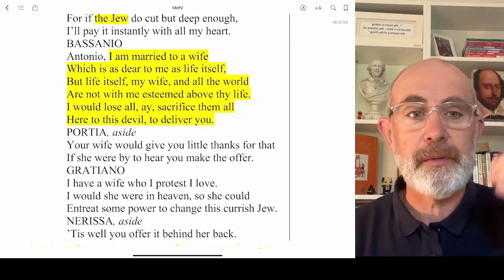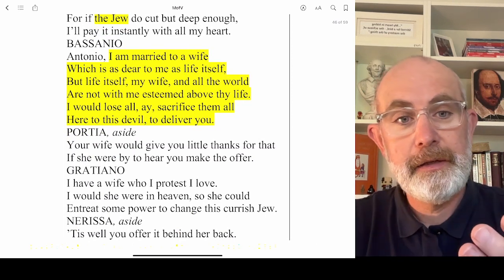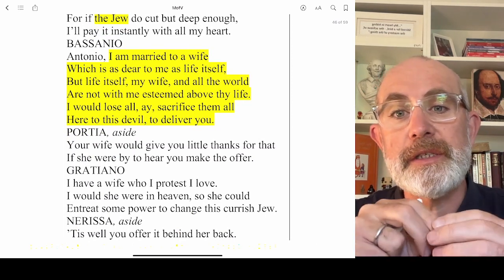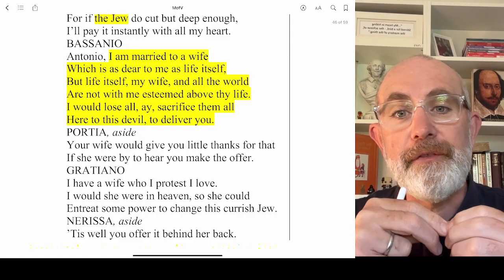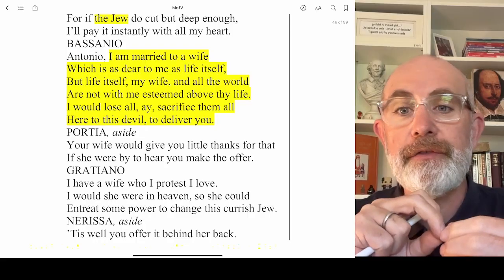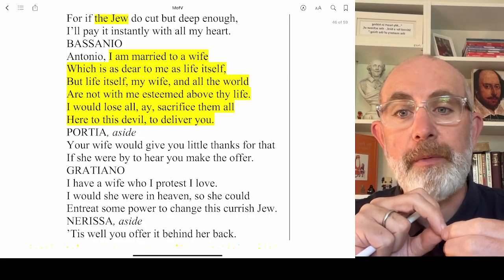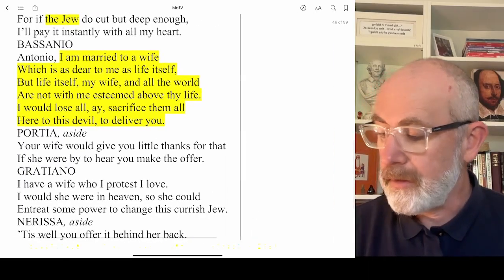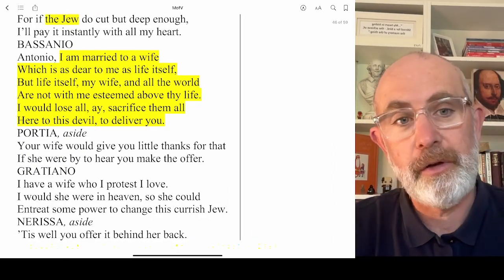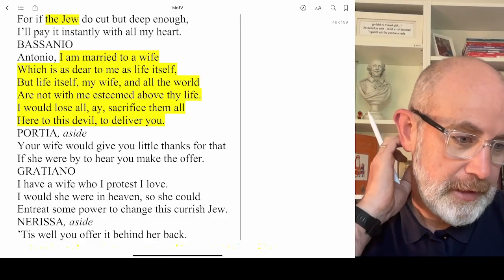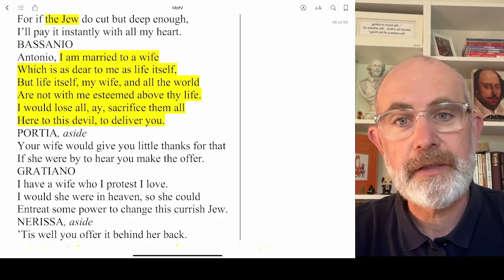Bassanio desperately tries to intervene, not realizing that Balthazar is his wife. And he says, I am married to a wife which is as dear to me as life itself. But life itself, my wife, and all the world are not with me esteemed above my life, above thy life. I would lose all, sacrifice them all, here to this devil to deliver you. So again, if you're talking about friendship, there's a really beautiful friendship between Antonio and Bassanio. It's established from the very first scene in the play. I've already been through that.